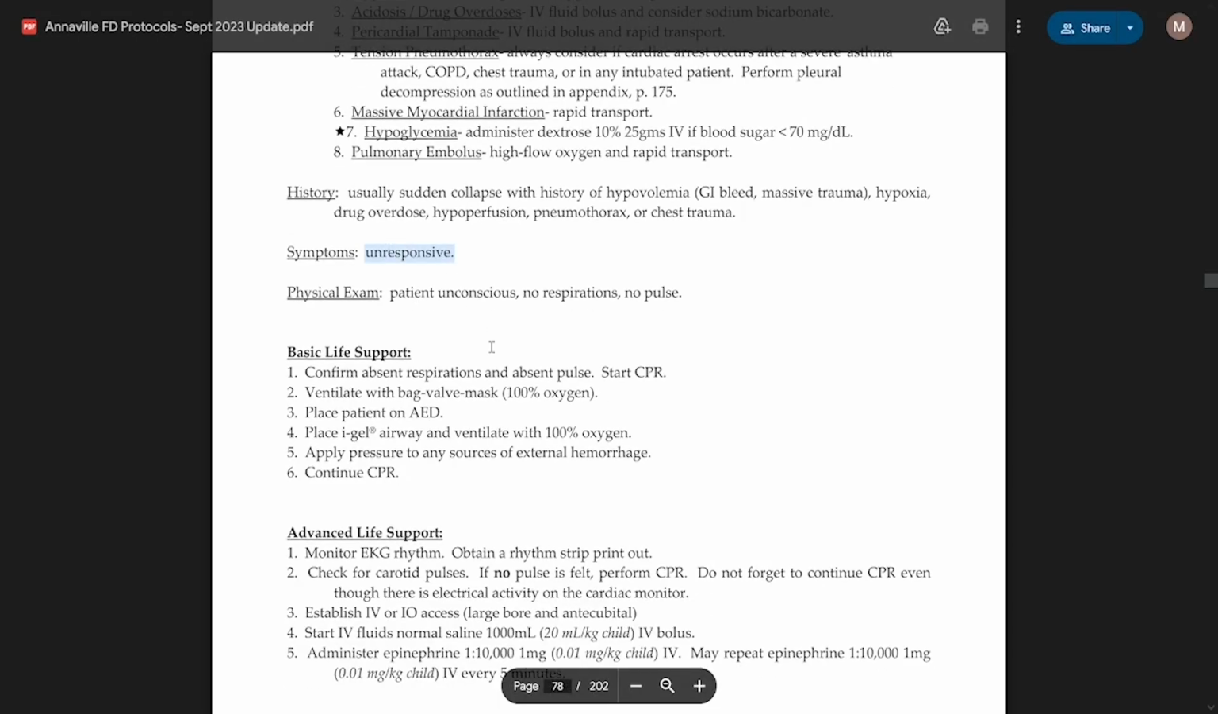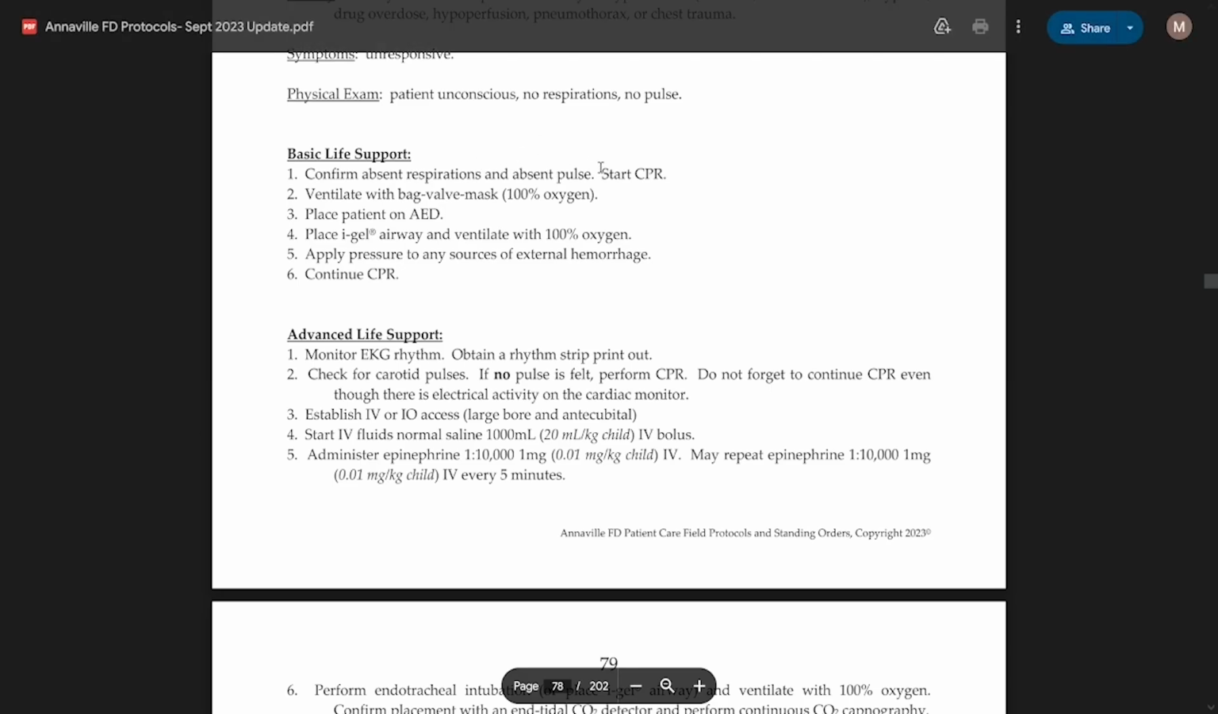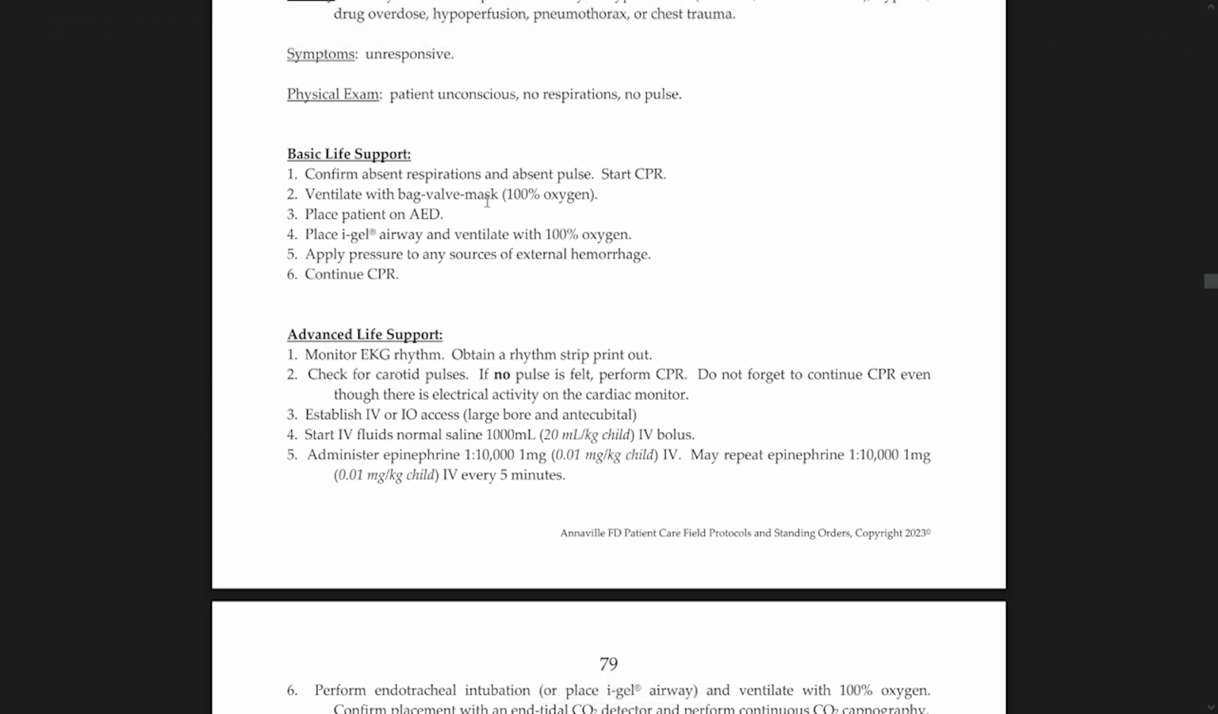For their symptoms, they're going to be unresponsive. For BLS, you want to confirm absent respirations and an absent pulse, start CPR, and ventilate with a BVM at 100% oxygen. Place the patient on an AED, place an iGel, manage their airway, and ventilate with 100% oxygen. Apply pressure to any source of external hemorrhaging, and continue CPR.